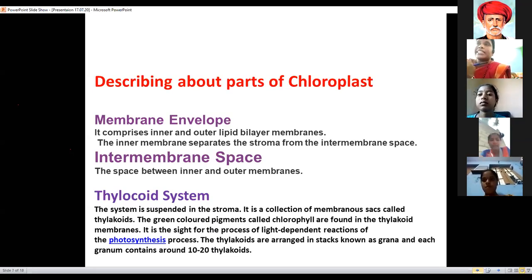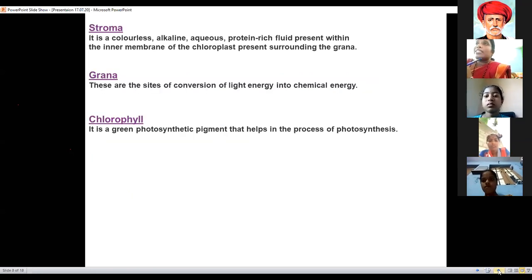Okay, next slide, sir. Next, what is the stroma? It is colorless and present within the inner membrane of the chloroplast, surrounding the grana. Grana are the sites of conversion of light energy into chemical energy. The last one is chlorophyll. It is a green pigment, a photosynthetic pigment that helps in the process of photosynthesis.